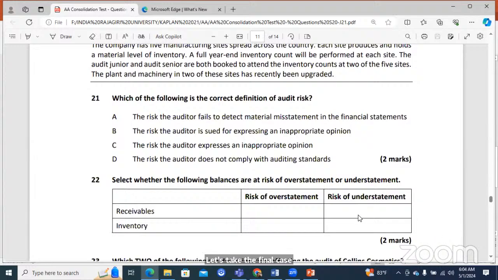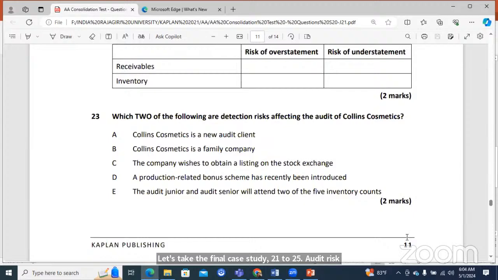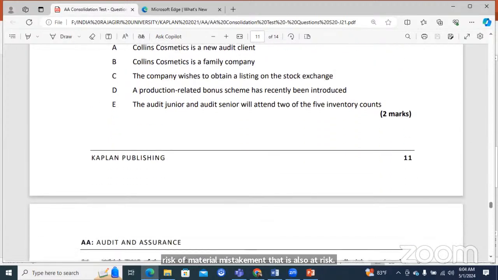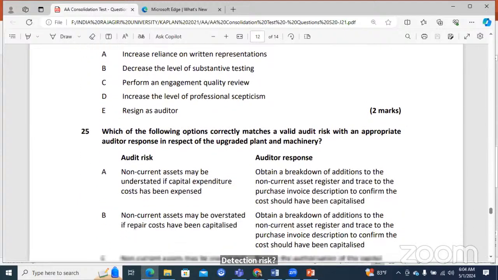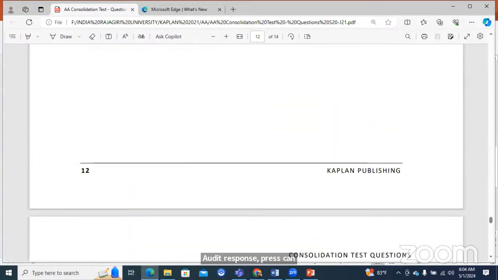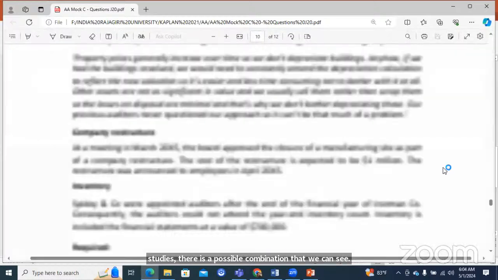Audit risk. Risk of material misstatement, that is also audit risk. Detection risk. Audit response, risk and response. So when we are taking case studies, students, there is a possible combination that we can see. Let's say another question paper.